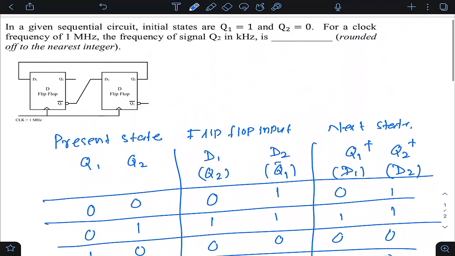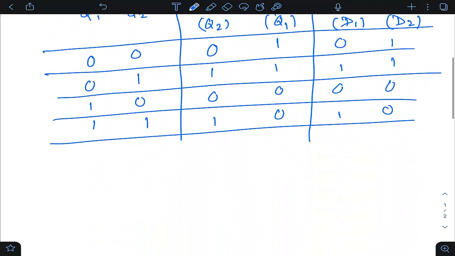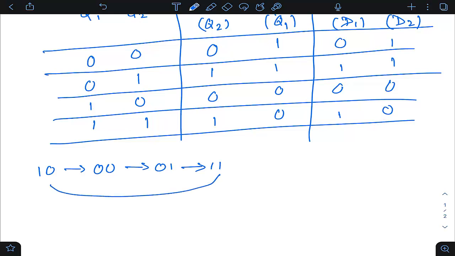Now you see the initial state is given as 1, 0. From 1, 0, where is it going? It is going to 0, 0. From 0, 0, it is going to 0, 1. From 0, 1, it is going to 1, 1. And from 1, 1, it is going to 1, 0, and so on. From this counting pattern, we can easily see it's a mod 4 counter.